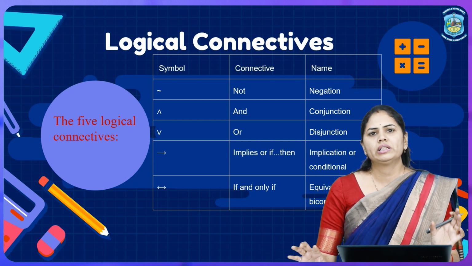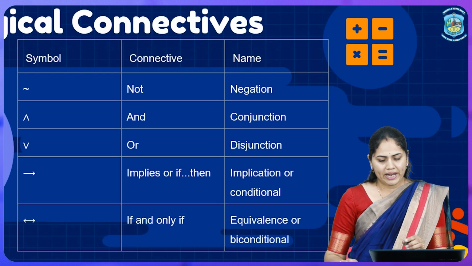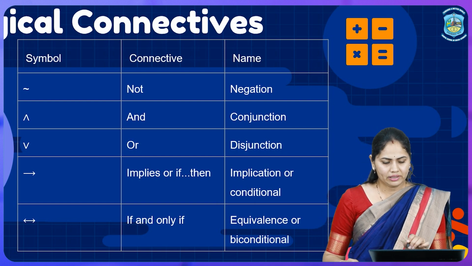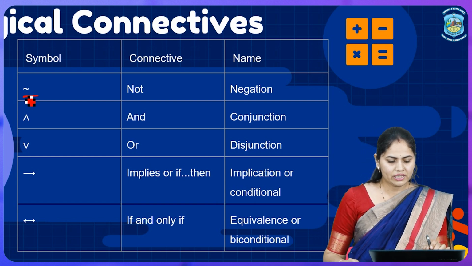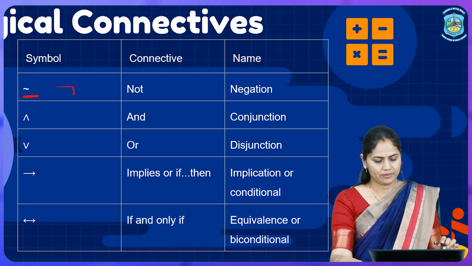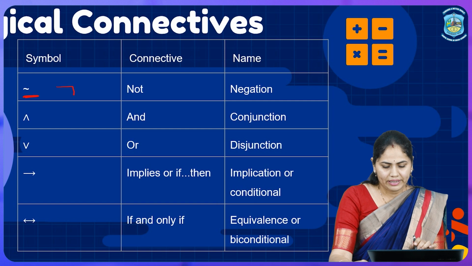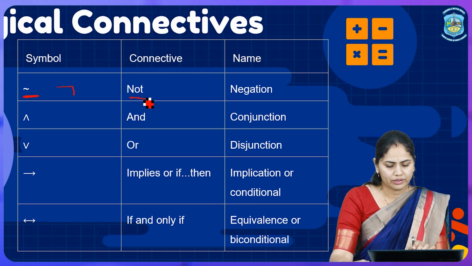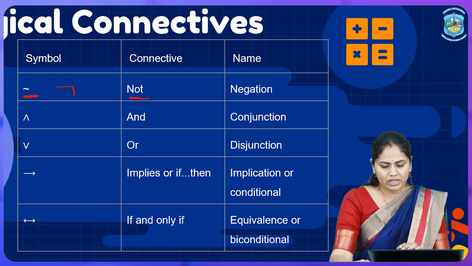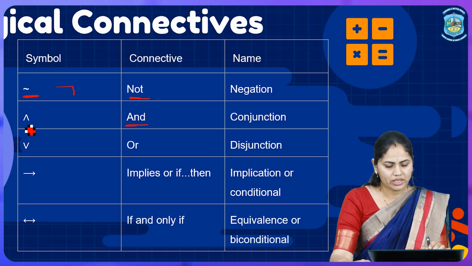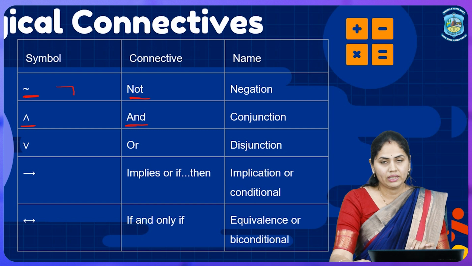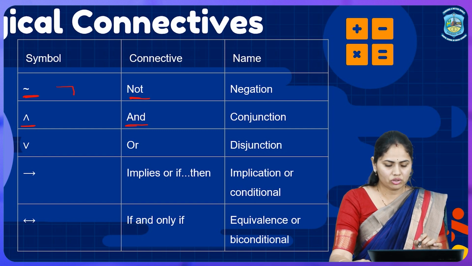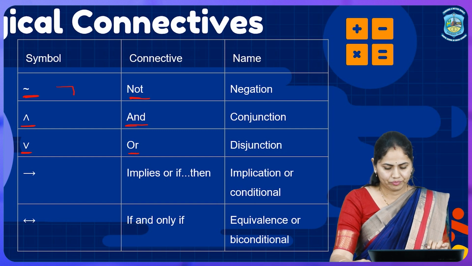For negation we can use either the tilde sign or we can also use this symbol, and negation is also called 'not'. Conjunction is also called 'and' and its representation is this symbol. Next is disjunction, which is also called 'or', and its connective symbol is this.